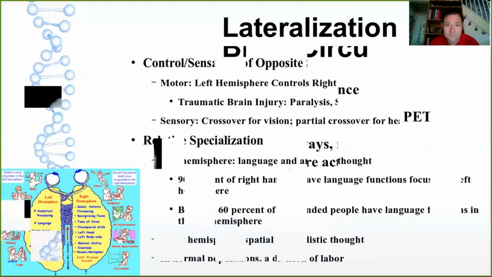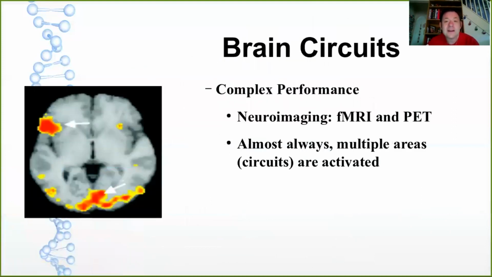Brain circuits. Basically, when you perform a particular activity, it's never just one tiny part of the brain that fires. There are always multiple regions. Almost always multiple areas, circuits become active. A certain circuit will be active when you perform one task. A different set of brain regions will be active when you perform a different task.